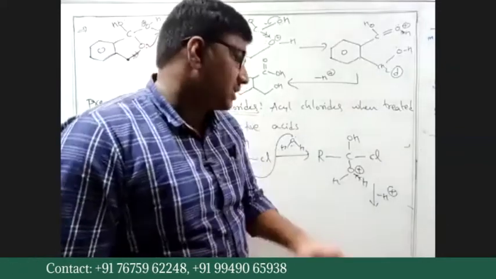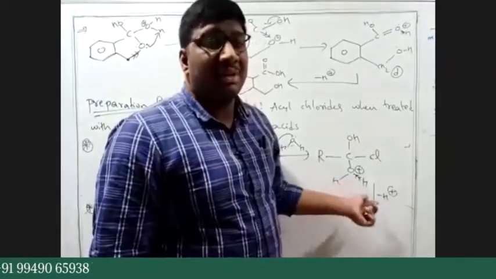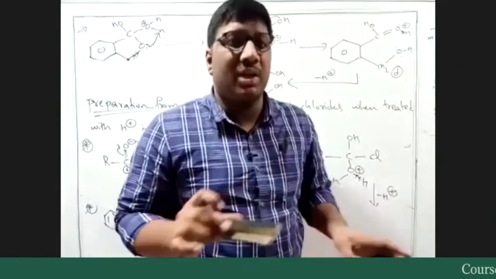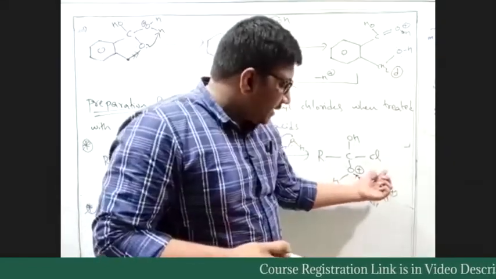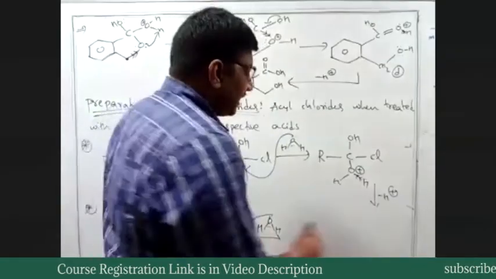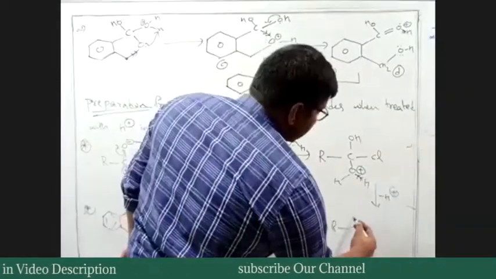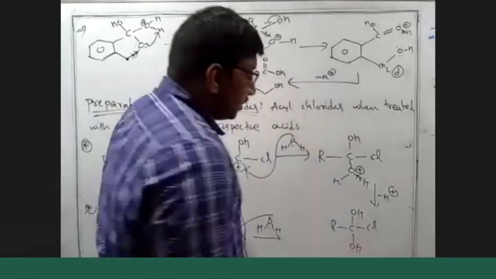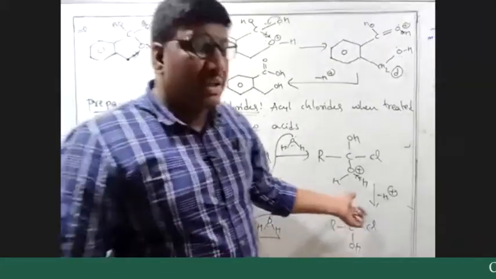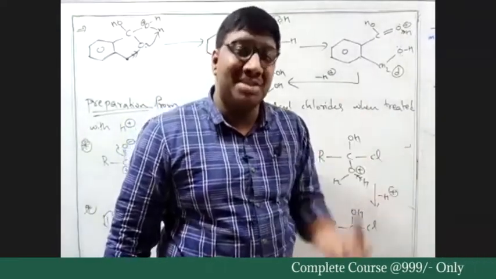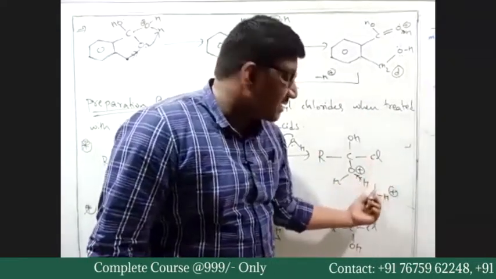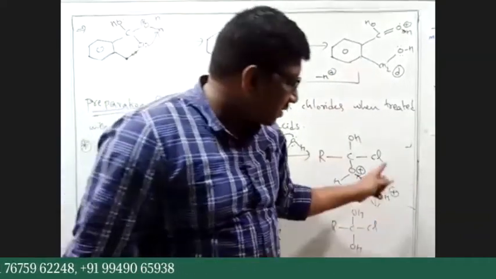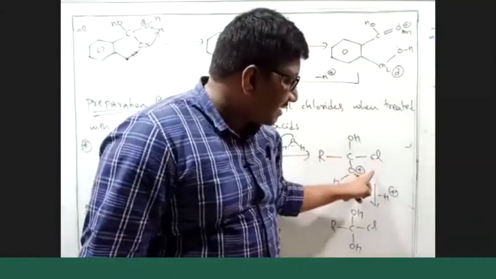So you can ask a question, sir. You always say the OH bond becomes weaker, but why are you removing the H plus? I am not actually removing the H plus in this step. Let me write the step. RCOH, ClOH. In between these two steps, we have a transition stage where this chlorine and this hydrogen have a partial attraction.